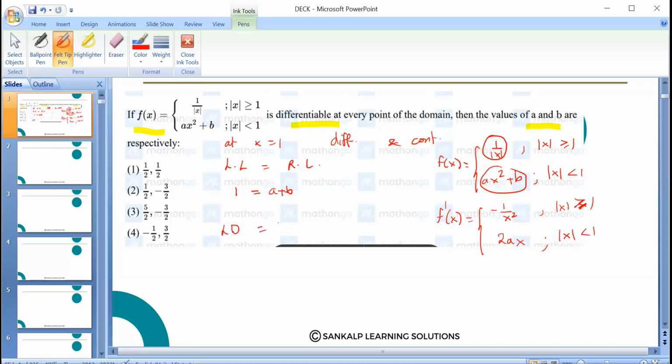Left derivative must be equal to right derivative. Put x equal to 1. Minus 1 equal to 2a. A is minus 1 by 2. So in option 4, you have a as minus 1 by 2. That means option 4 can be taken. Next, let's go to question number 6.